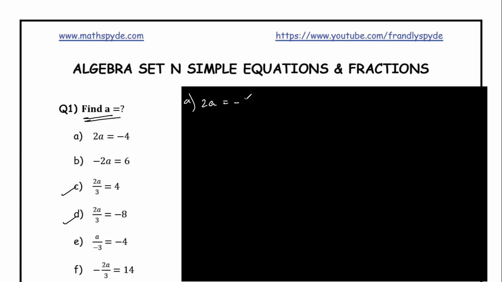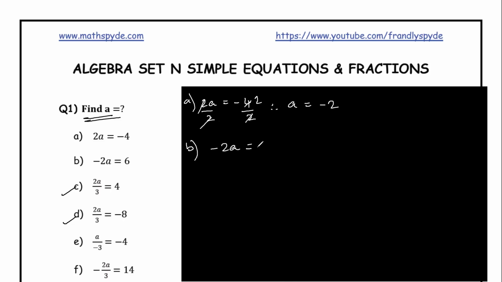2A is equal to -4. Divide 2 on both sides. So 2 and 2 cancel. What you get is A equal to -4 by 2, which is -2, because 2 goes into 4 2 times.